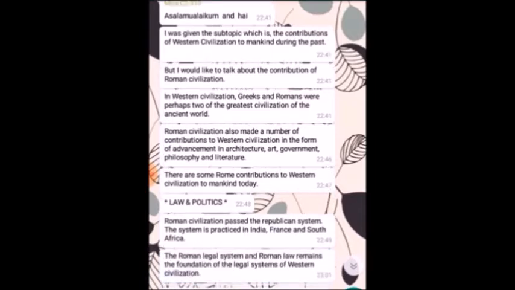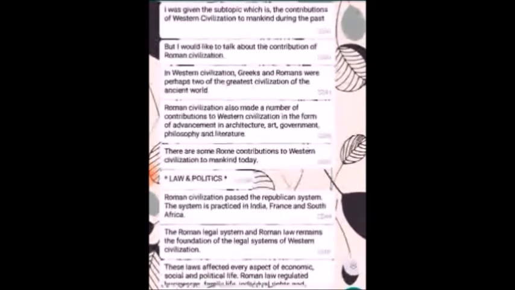In terms of law and politics, the Roman civilization passed down the Republican system. The system is practiced in India, France, and South Africa. The Roman legal system and Roman law remain the foundation of the legal system of Western civilization. This law affected every aspect of economic, social, and political life.